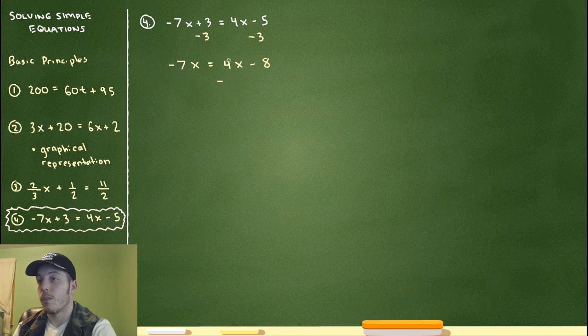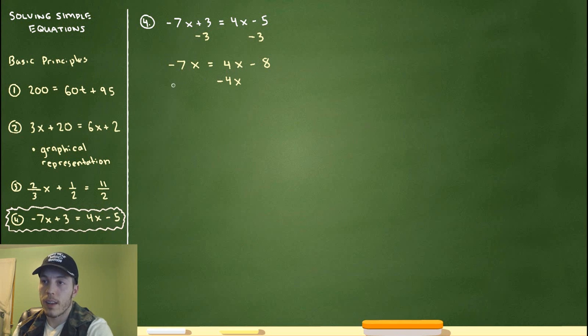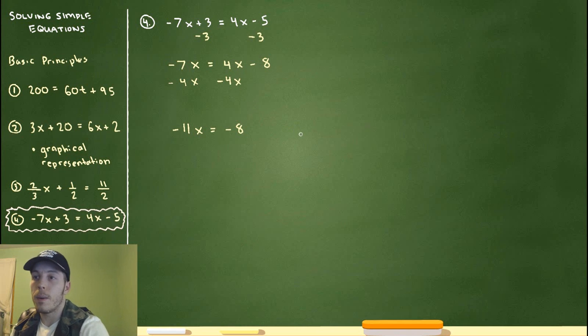So here we have a positive 4x. So to get rid of it, we would subtract 4x. And we do that from both sides. So now we obtain on the left side negative 11x is equal to negative 8. Okay, because those are gone from the right side now. 4x minus 4x essentially cancel to 0. So now we have negative 11x equals negative 8.